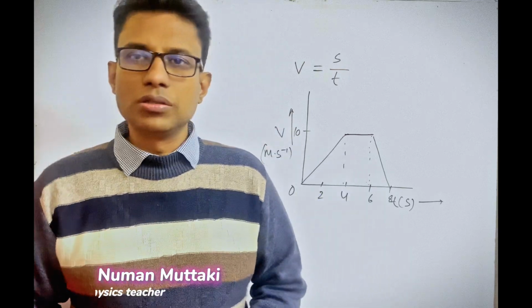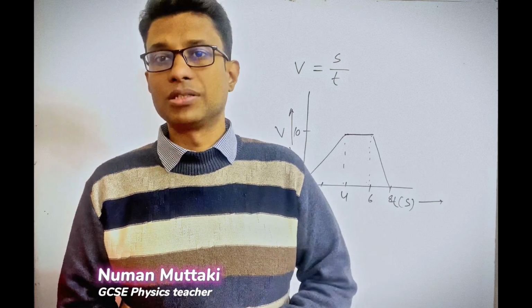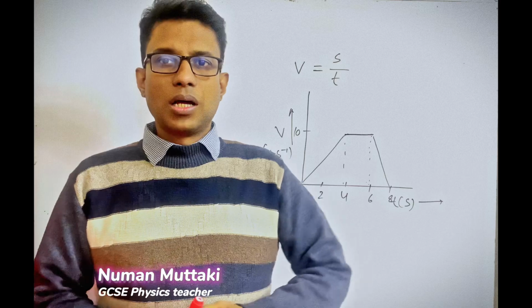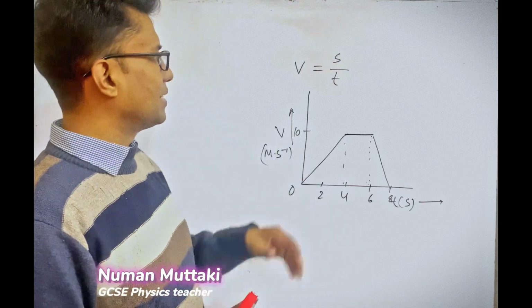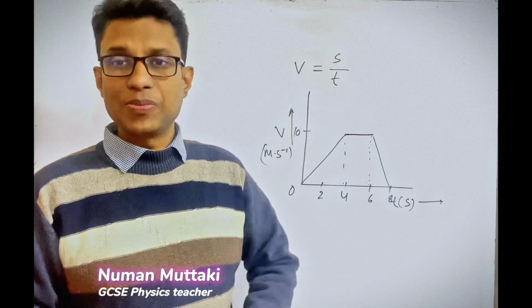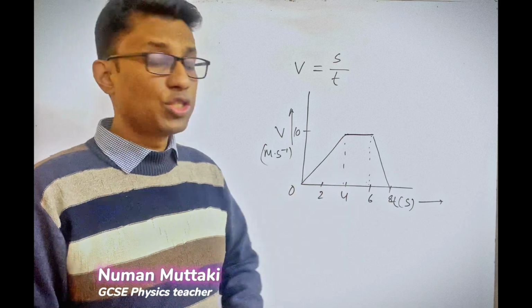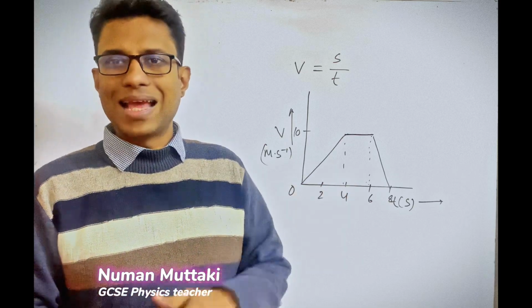Today I will talk about the velocity versus time graph as well as the acceleration versus time graph. As we all know, the equation of velocity is s over t. Here s means the displacement and t means the time. So there is a graph which shows the change of velocity according to time.